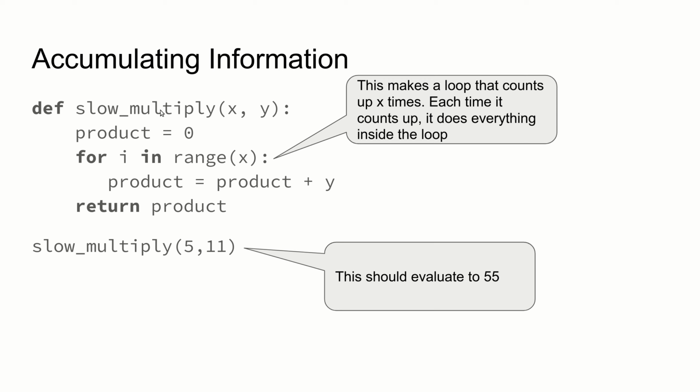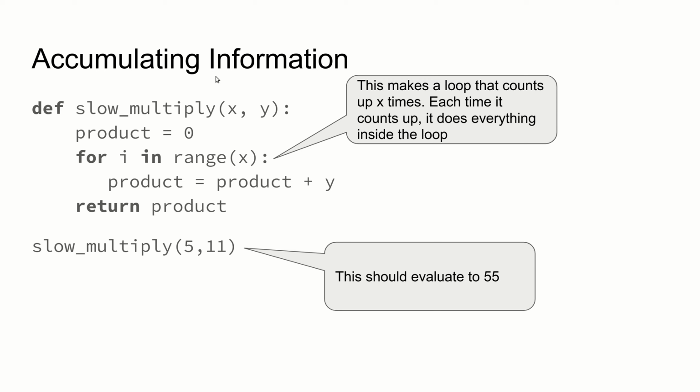So this is a multiply function that takes x and y and will multiply them, and it does that simply by adding over and over. Since multiplication is repeated addition, we can write a for loop that adds our number y over and over, as long as it does it x many times. So if you gave me 5 and 11, this will take 11 and add it to itself 5 times so that you get the result of 55.